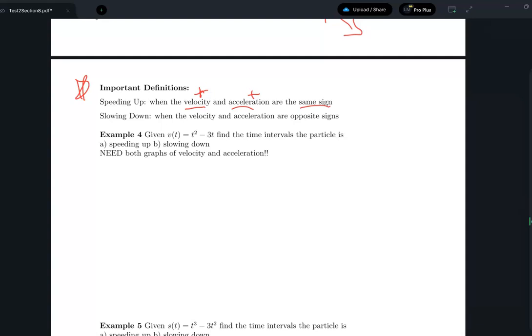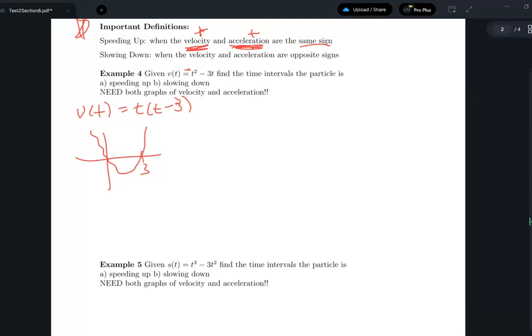Okay, so I've got to draw the velocity and acceleration. Oh, look at that, it gave me the velocity. So I'm just going to rewrite it so I can see the roots, right? I can see that this is a velocity function, positive t squared, so it's going to be facing up, crossing at 0 and 3. There we go. So that's the velocity.